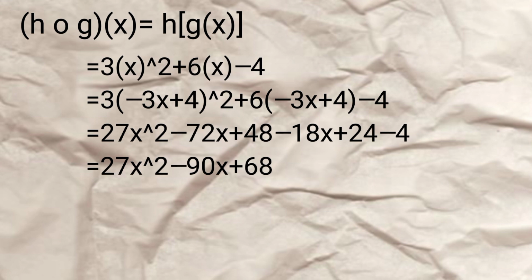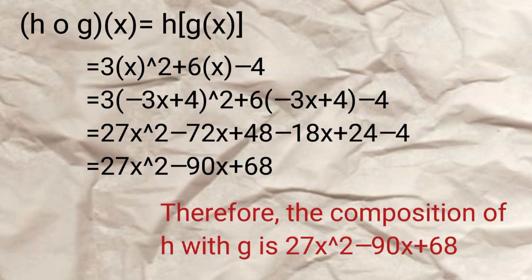So we combine the like terms. 27x² is the only variable with a squared x variable, so it has no variables to combine with. Combine -72x plus -18x. Combine 48 plus 24 minus 4, which leaves us with the final answer of 27x² - 90x + 68. Therefore, we can conclude that 27x² - 90x + 68 is the composition of h with g.